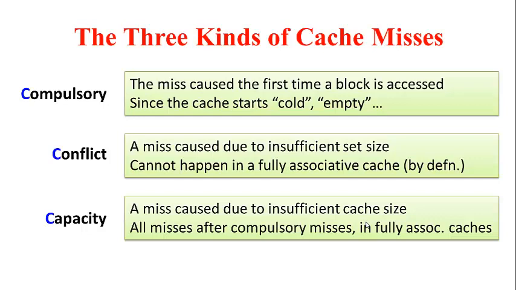Now, in a particular cache instance, it is easy to classify compulsory versus non-compulsory misses. To classify a miss as conflict versus capacity, we have to analyze the situation. Supposing that the cache had been fully associative, would the miss have happened? If it would have happened, then it's known as a capacity miss. If it would not have happened, then it is known as a conflict miss.